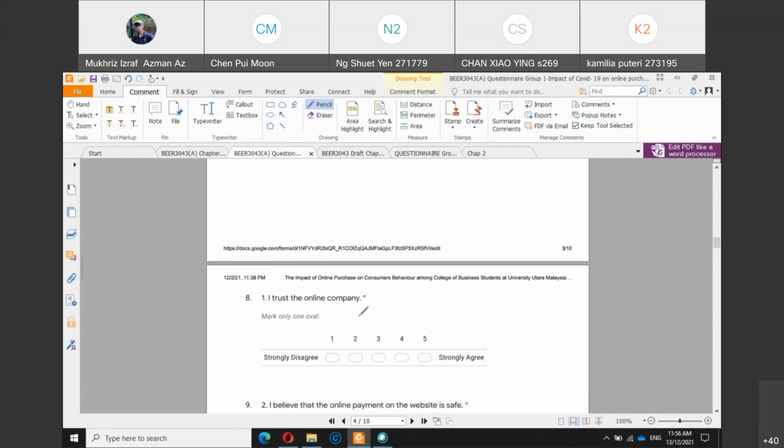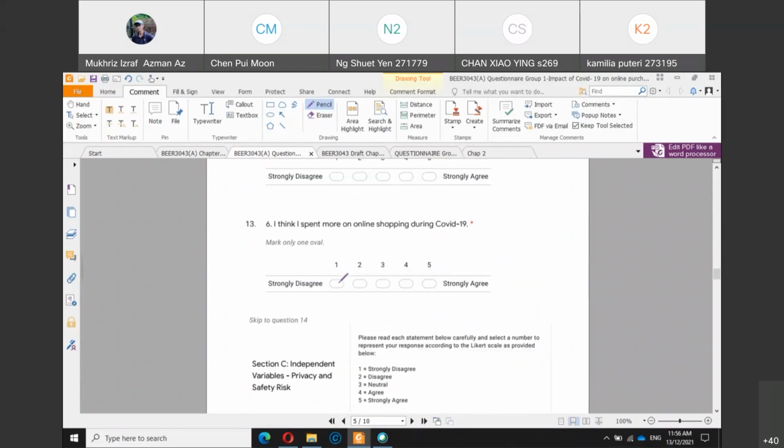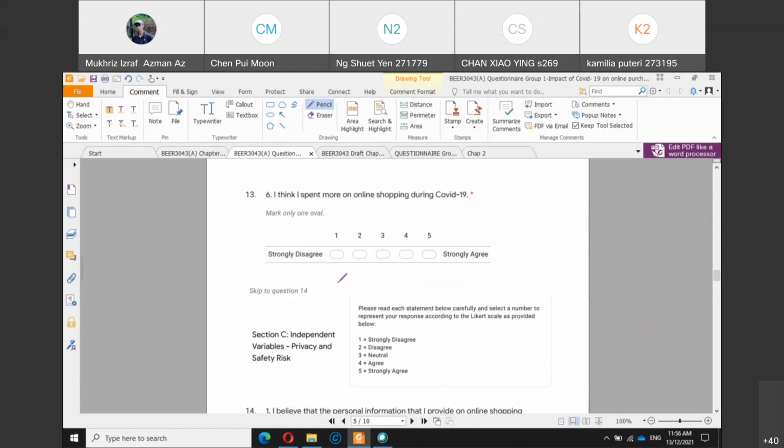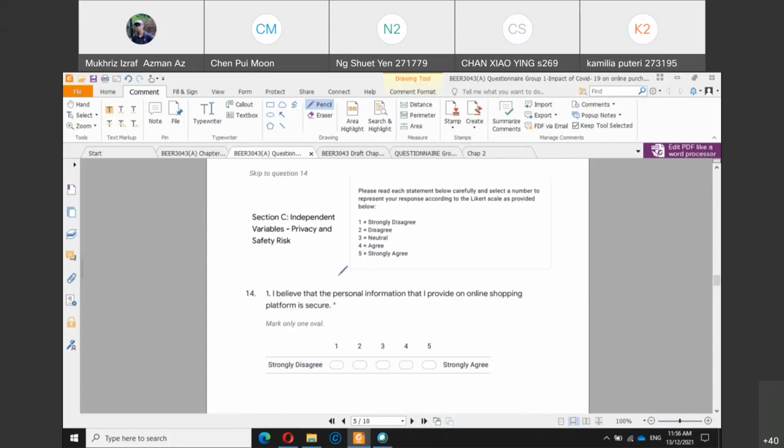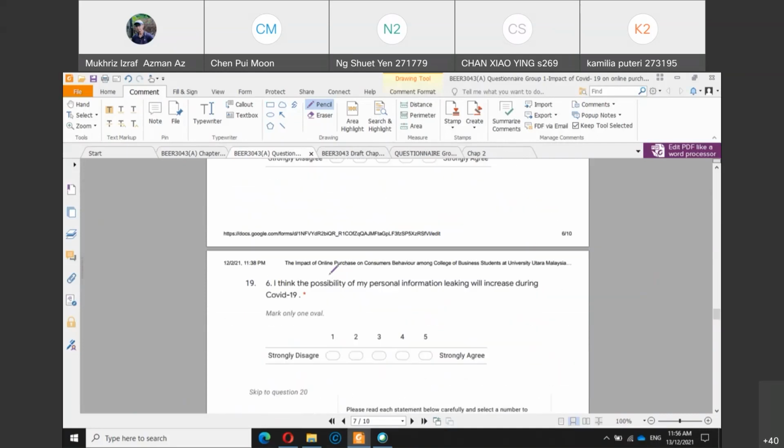For the rest, there are very little questions on COVID-19. I think you have just one question here. Even the language used, you need to check. In English, it should be "I spent," not "I spend," the past tense. So how many questions are you referring to COVID-19? 2 questions.